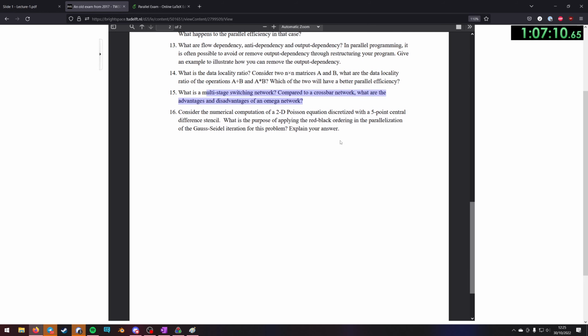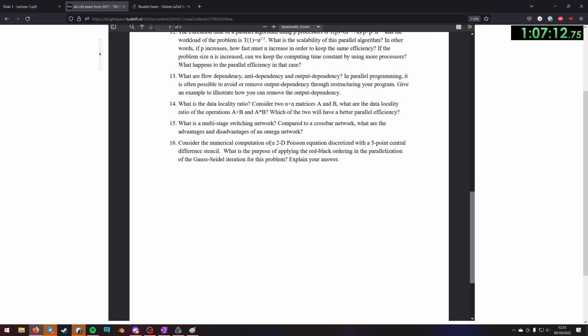Numerical, hopefully. So we know that a Poisson equation is kind of like the wave equation that we did for the numerical exercises. I don't know exactly what it is, but I think the Poisson equation is that f is the negative divergence of u. I believe that's the Poisson equation.